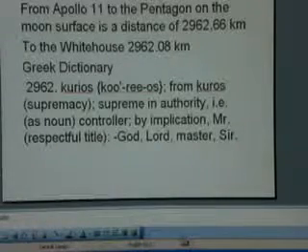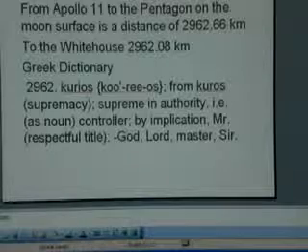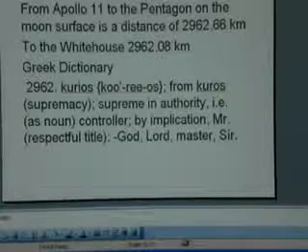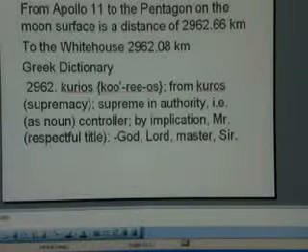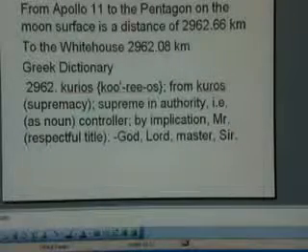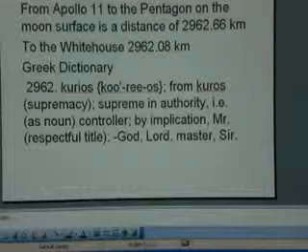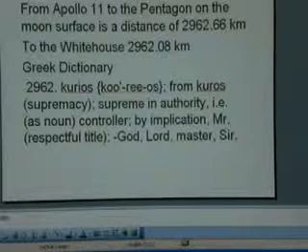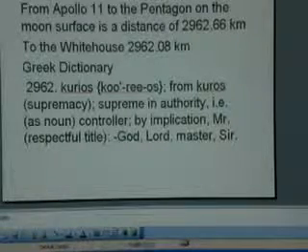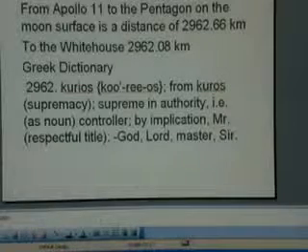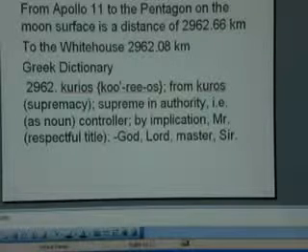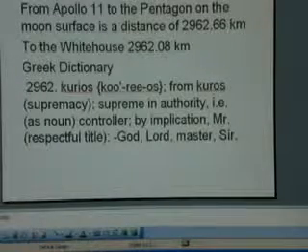From Apollo 11 to the Pentagon on the moon's surface is a distance of 2962.66 kilometers, and to the Whitehouse is 2962, which is Greek dictionary God, Lord, Master, Sir. In other words, they are trying to elevate themselves by the moon's position going across the earth all the time. You think of Apollo 11, so you are thinking of they are elevating themselves above God. That is actually the Isaiah prophecy, that they will elevate themselves above God.